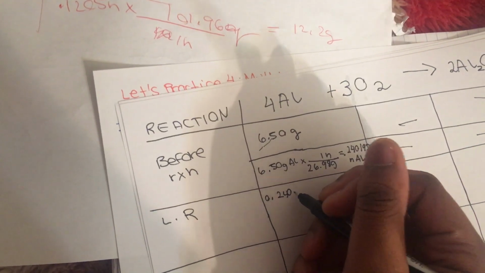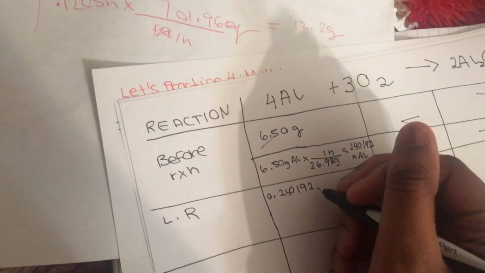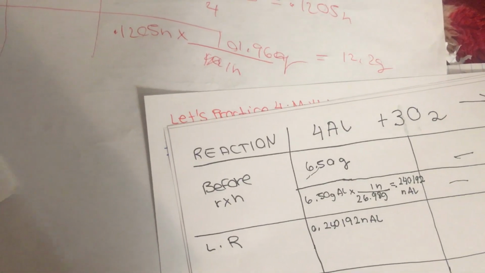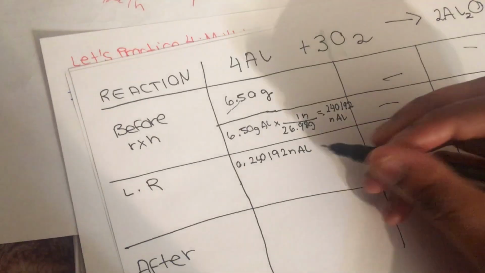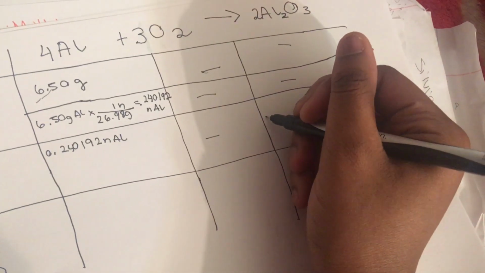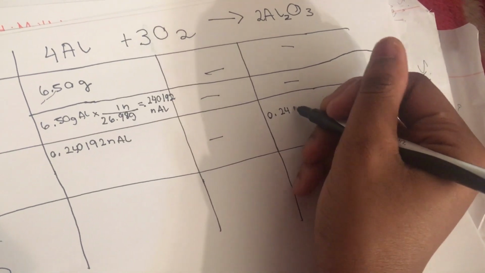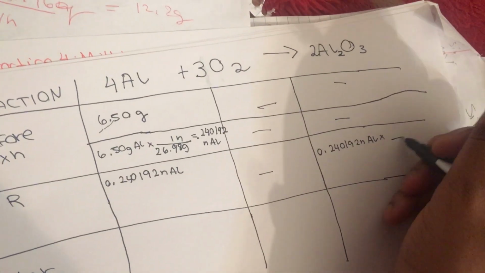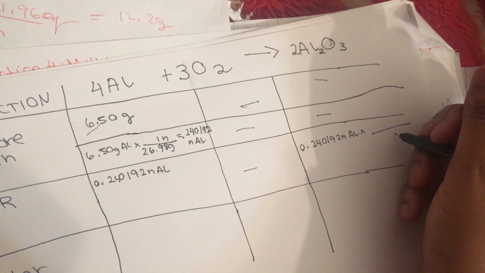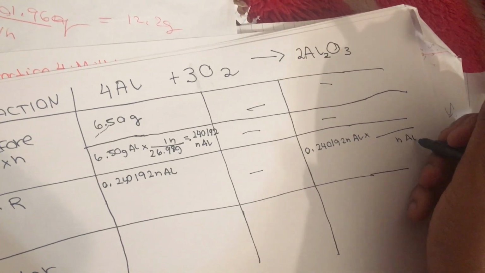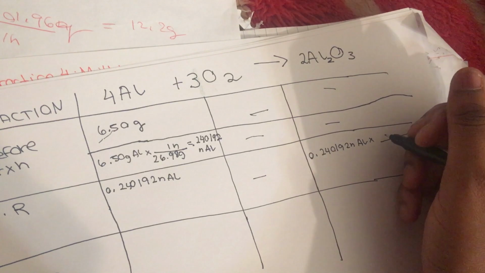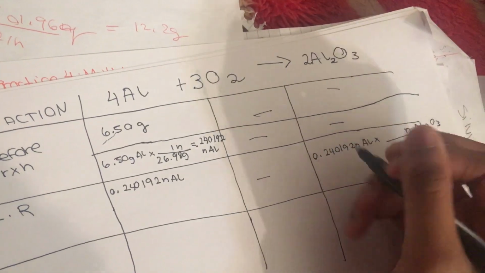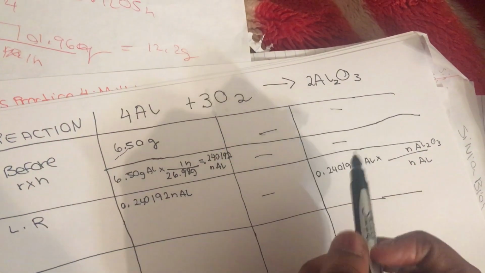So we're going to transfer the same number, 0.240192, to the LR, which is considered the limiting reagent because that's the only thing we have. We write the same number on the aluminum oxide side because we want the most aluminum oxide. At the bottom we write moles of aluminum because that's what we're trying to cancel out, and at the top aluminum oxide because that is what we're trying to get.